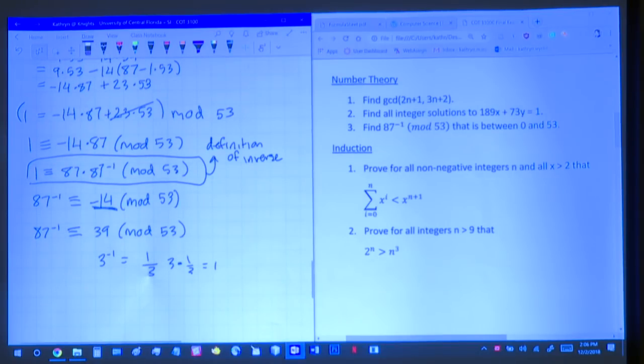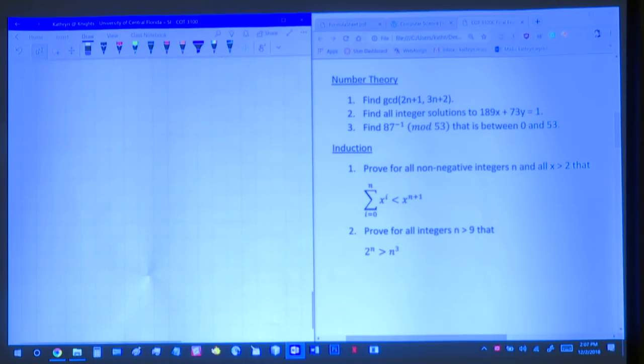Any other questions? If not, we'll move on to the next section, which is induction.